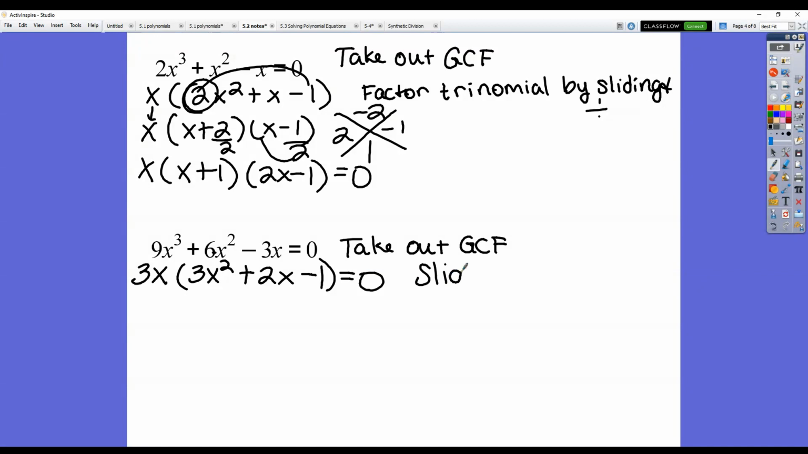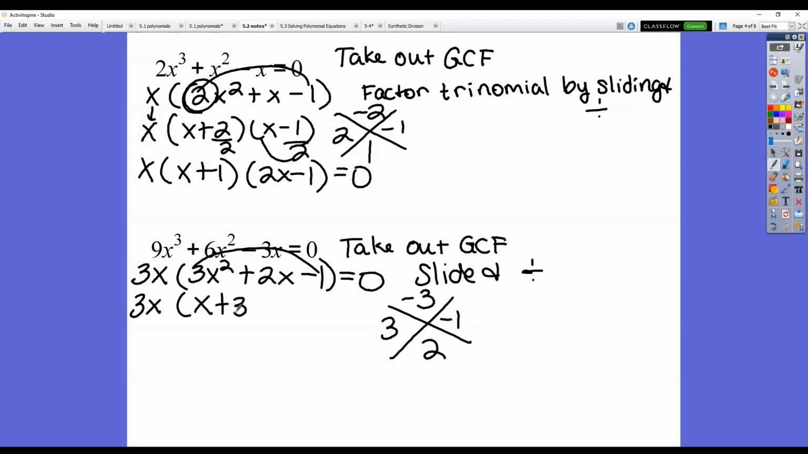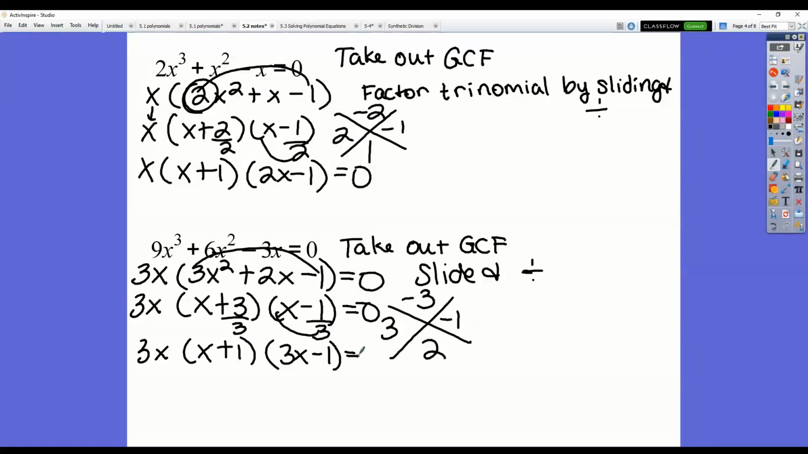Then slide and divide. 3 times negative 1, negative 3, has to add to 2. That's 3 and negative 1. Then we divide by 3. And then we slide. Okay.